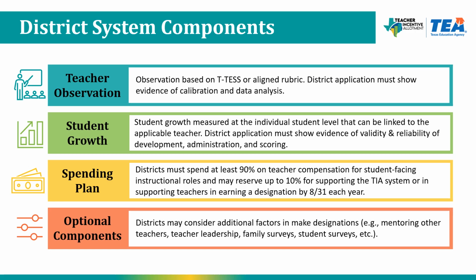Here are the main statutory components districts will dive into as they develop their local designation system and complete the system application. District systems must outline how they will gather valid and reliable performance data to determine which teachers qualify for designation and how they will spend the allotment funds. The system application has statutory components related to teacher observation, student growth, and spending. Throughout the year, the TIA team hosts technical assistance webinars that dive deeper into each of the required components. Districts may also include non-statutory optional components when determining designations and spending plans, such as mentoring, family surveys, or teacher leadership.